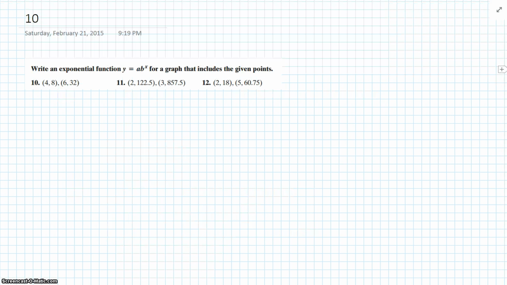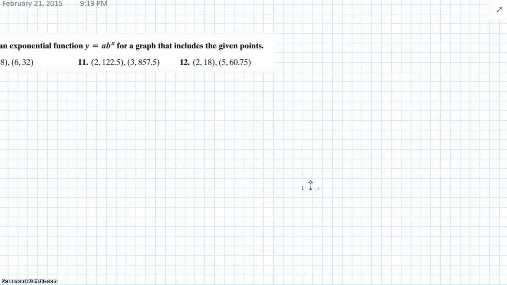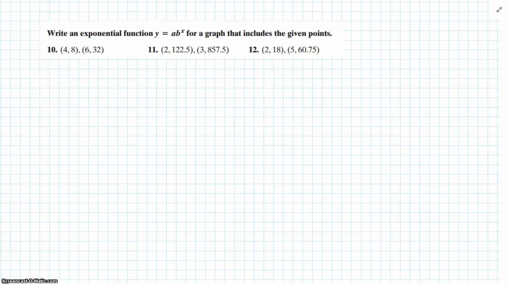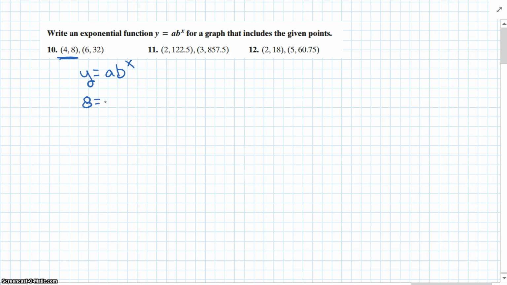Okay, next problem. Write an exponential function y equals ab to the x power for the graph that includes the given points. Now in your test, I may give you a graph and have points highlighted. So we have the function y equals ab to the x power given. So step 1, we're going to use the first 2 points. So that's x, y. So 8 will equal ab to the 4th. We're going to solve for a. So we're going to divide everything by b to the 4th. So we find out a equals 8 over b to the 4th.